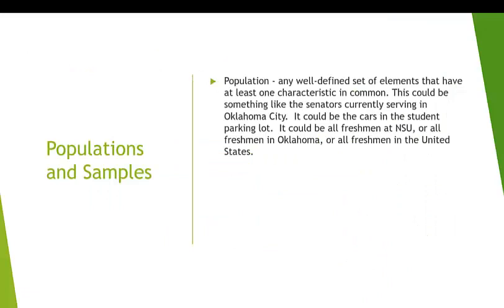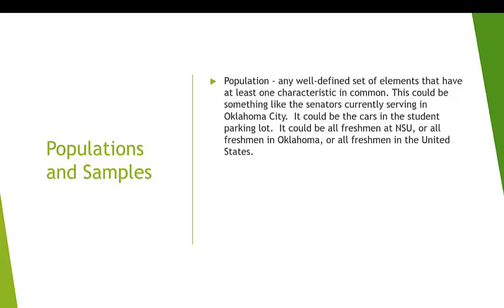Two important terms that you need to know: population and sample. A population is any well-defined set of elements that have at least one common characteristic. This could be something like the senators currently serving in Oklahoma City. It could be the cars in the student parking lot. It could be all freshmen at NSU, or all freshmen in Oklahoma, or all college freshmen in the United States. Whatever our common characteristic is will determine what our population is.